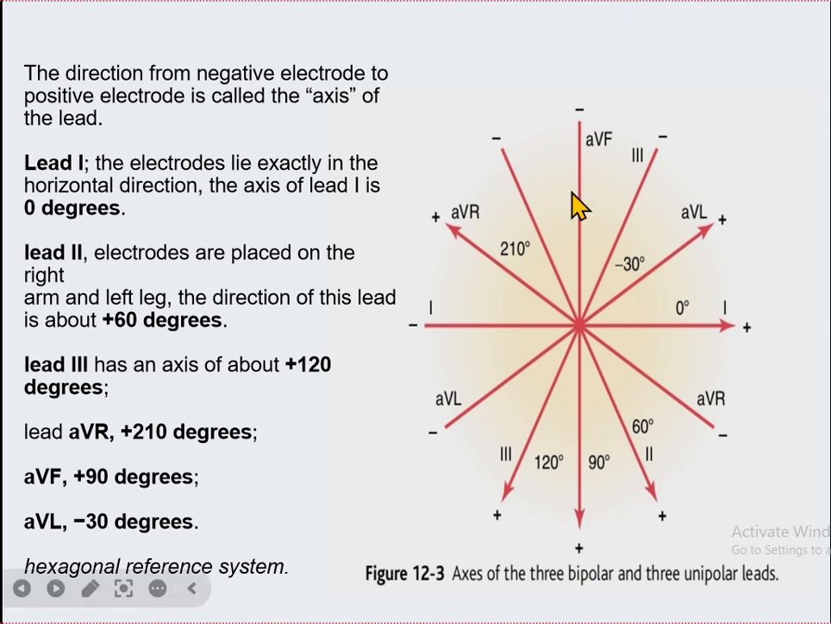Then for AVF, it was moving from the middle of the heart going downwards to the left leg. Since it is moving downwards, it will be at positive 90. Where you are seeing the minus signs, they show where the negative terminal of that lead is. Meaning for lead 3, this is the negative terminal and this is the positive terminal. And always the vector points towards the positive terminal. So that's how you can come up with these illustrations and how we can use them to determine the deviation of the heart.